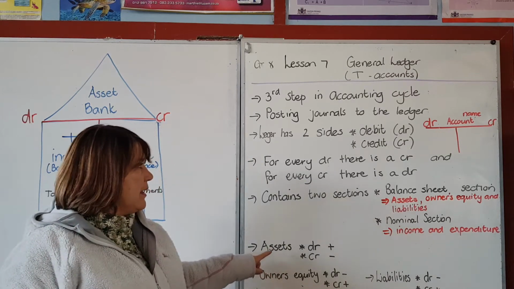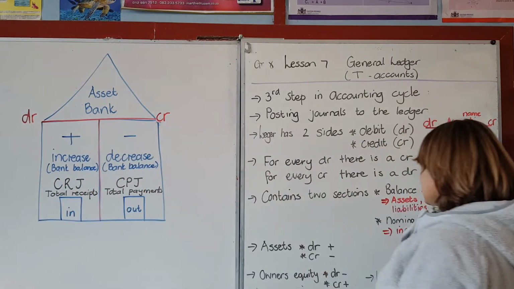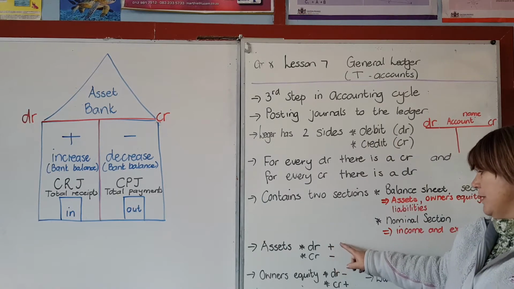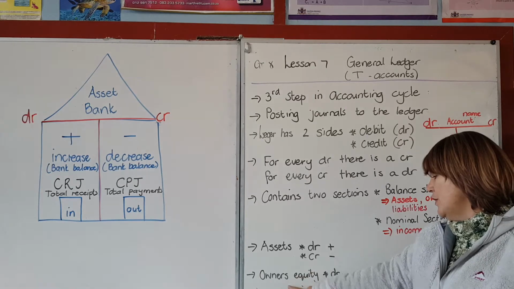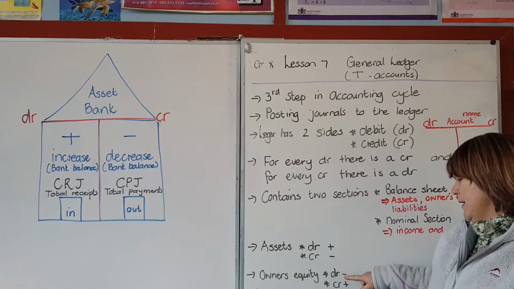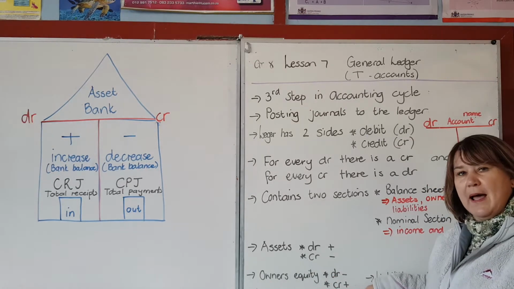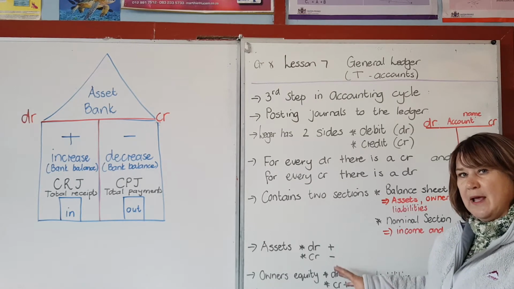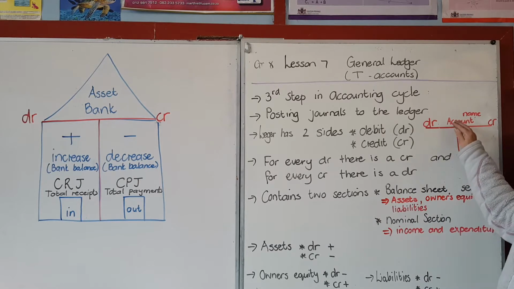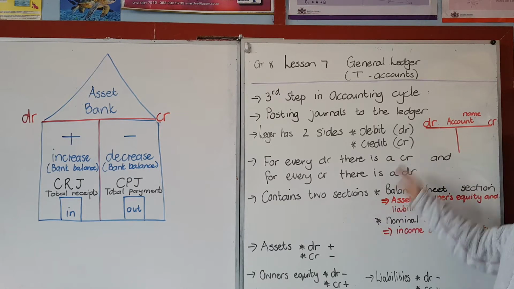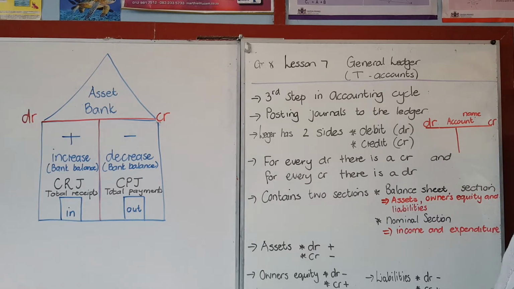Then remember, in your T account now, if it's an asset account, your debit will be a plus, your credit will be a minus. And if it's owner's equity, your debit will be a minus, your credit will be a plus. I'll explain that to you later. And then your liabilities are the same as your owner's equity, debit minus, credit plus. All right, so this is very important. All depends what type of account you're working with, if the debit is a plus or a minus.